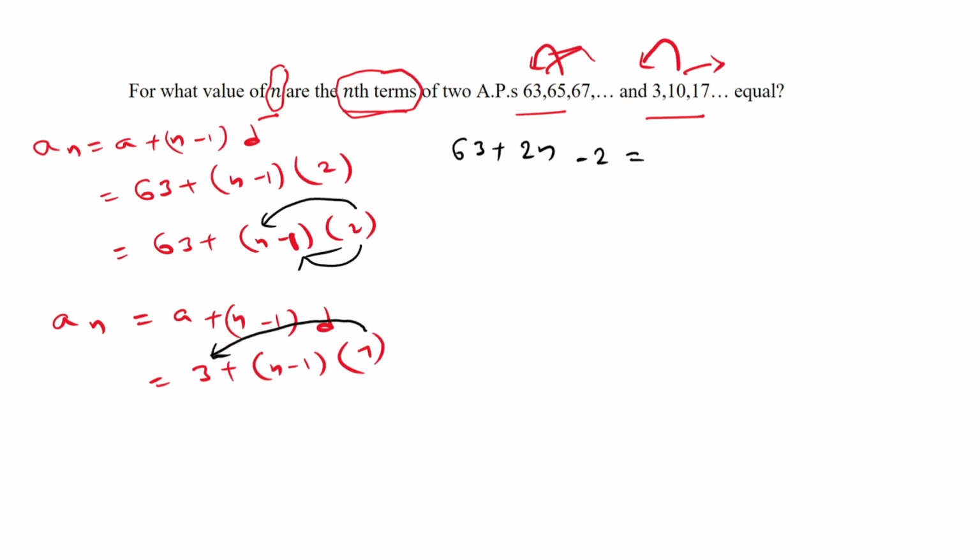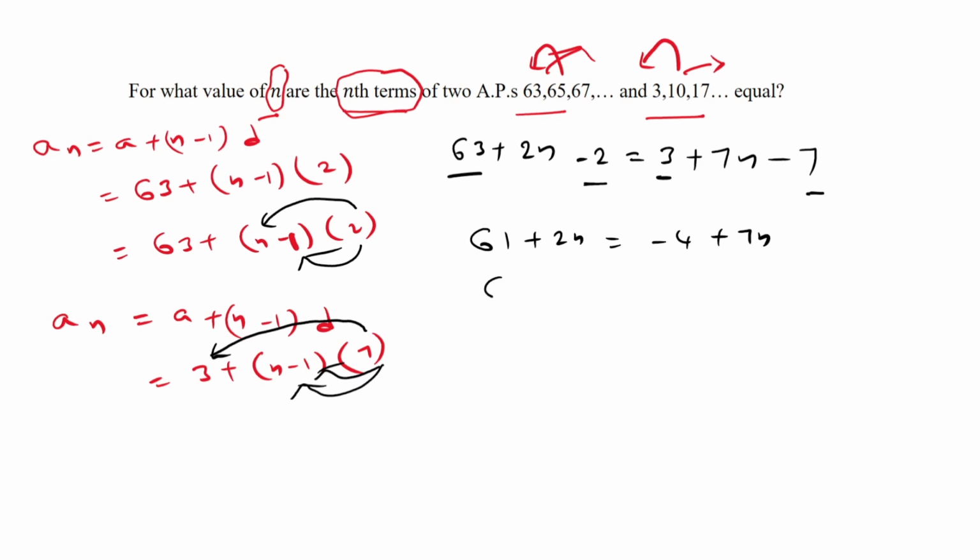which equals the nth term of the next AP, that is, 3 plus 7 into n, 7n, minus 7 ones are 7. Now here on the left side if you observe, 63 minus 2 is 61, plus 2n as it is, which equals 3 minus 7 is minus 4, plus 7n as it is.